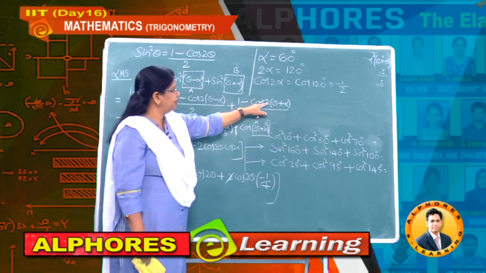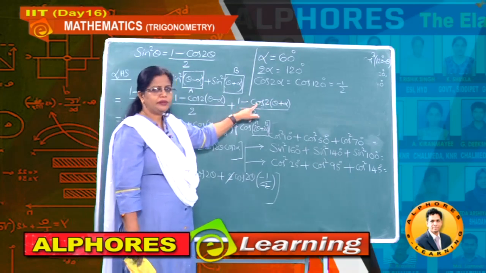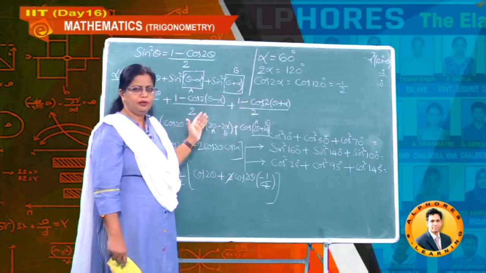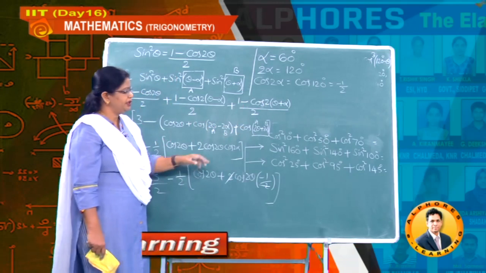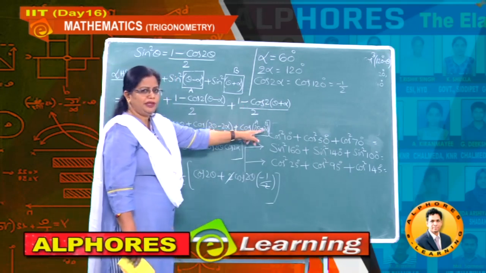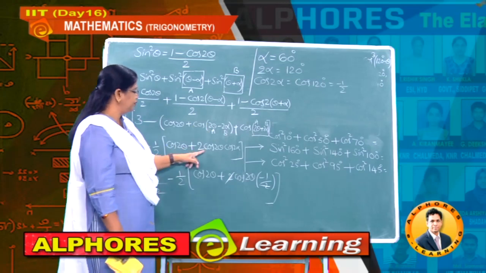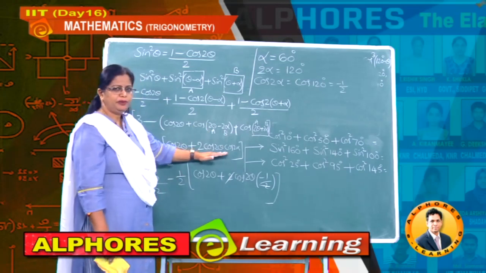And don't cancel this 2 and this 2, students, because it is along with the cos function, so you cannot take this 2 value before the function. Now after this what is our observation, cos of a plus b plus cos of a minus b, that is nothing but 2 cos a cos b, and hence here we got up to here.